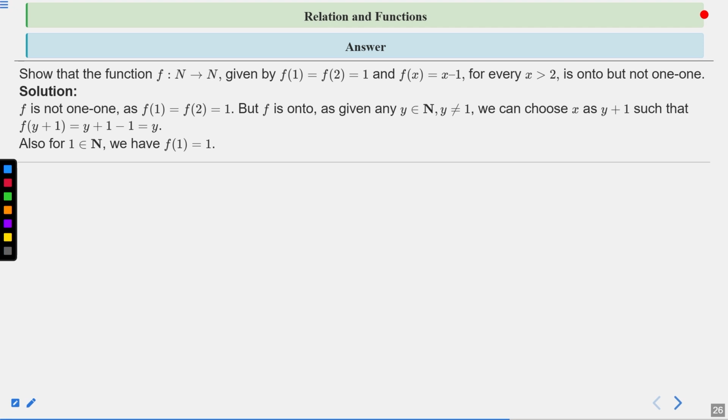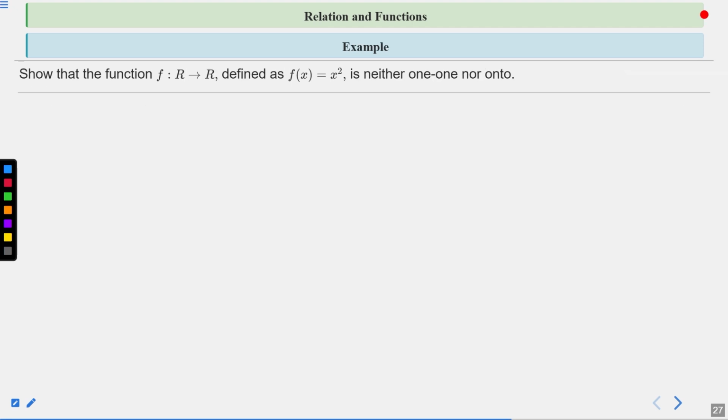So I hope it is clear. Simple. Now another example. Show that f from R to R defined as f(x) = x squared is neither 1-1 nor onto. Simple question. So how are we going to show it is not 1-1 and not onto? Very simple. Just think of some counterexample. For 1-1, you just have to think of any two elements from the domain having the same output, and for not onto, we have to figure out some element in the codomain set which is not associated to any element of the domain.